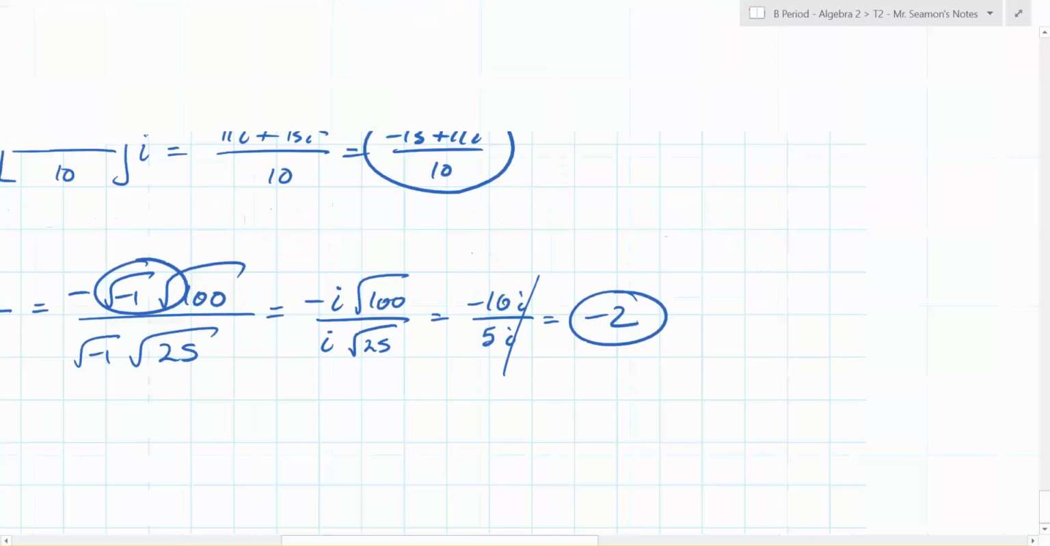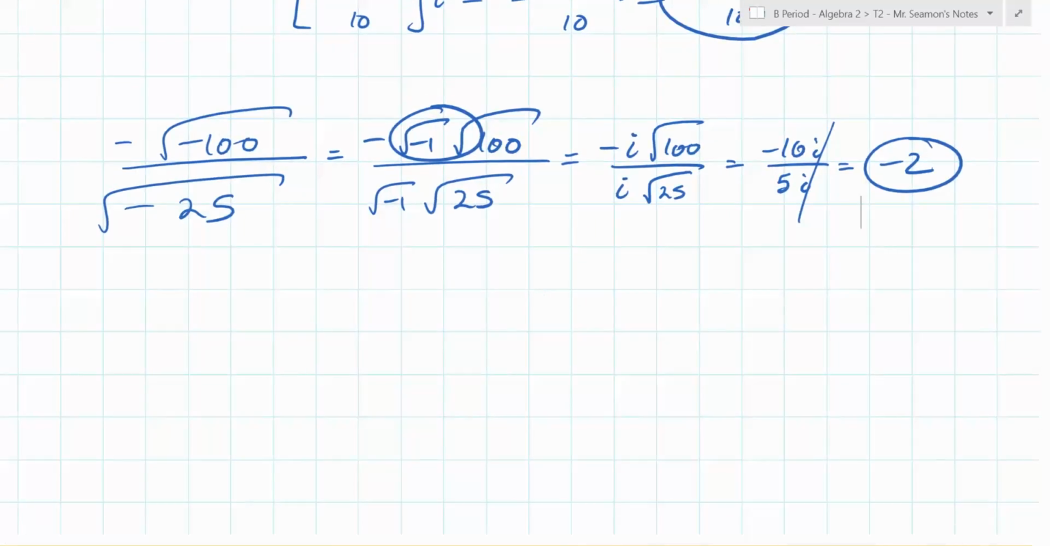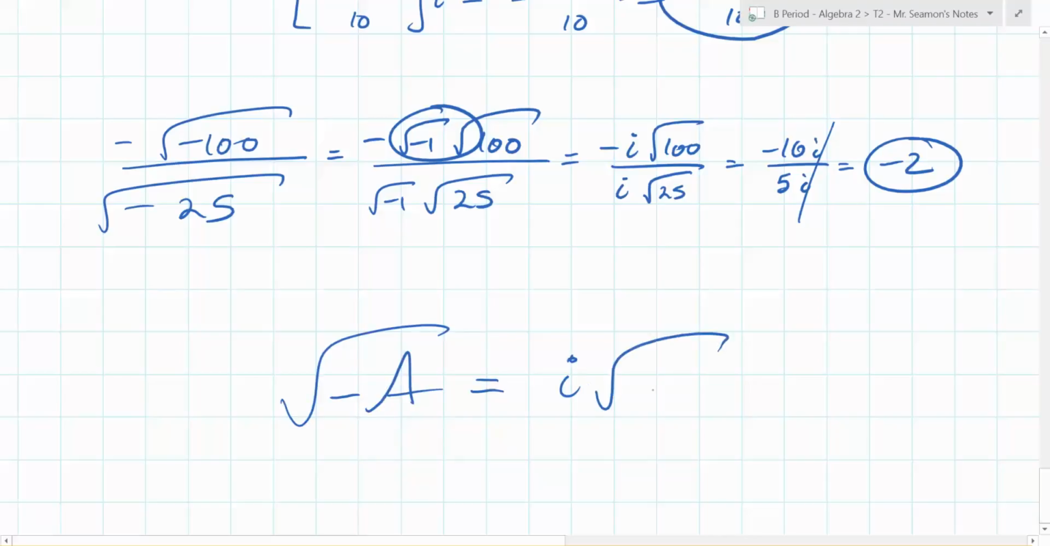Done. So the only thing I really want you to take away from this, when you see the square root of negative a, what can you write it as? i times the square root of a. That's the big takeaway.